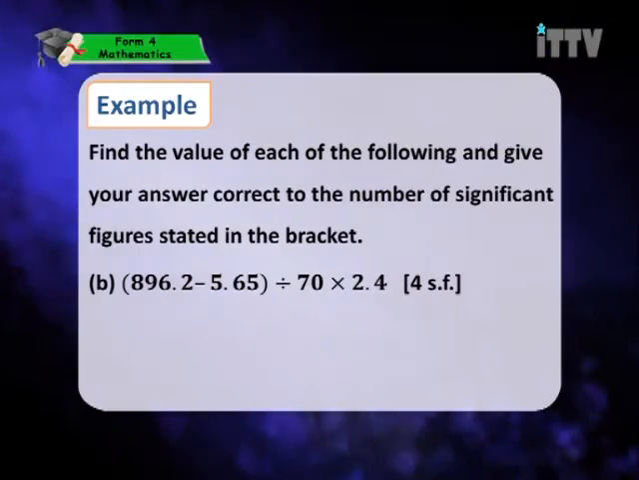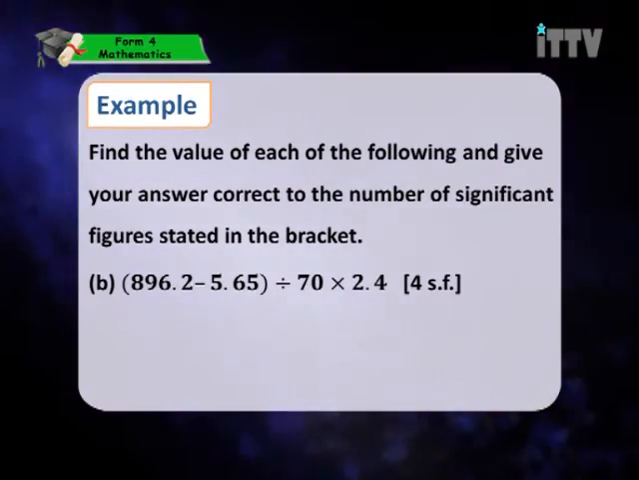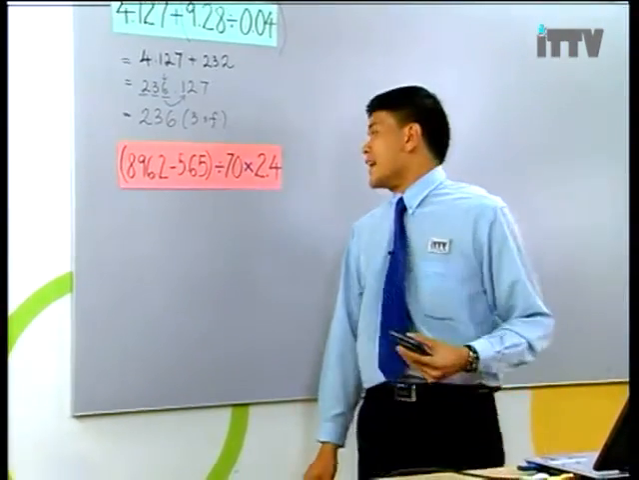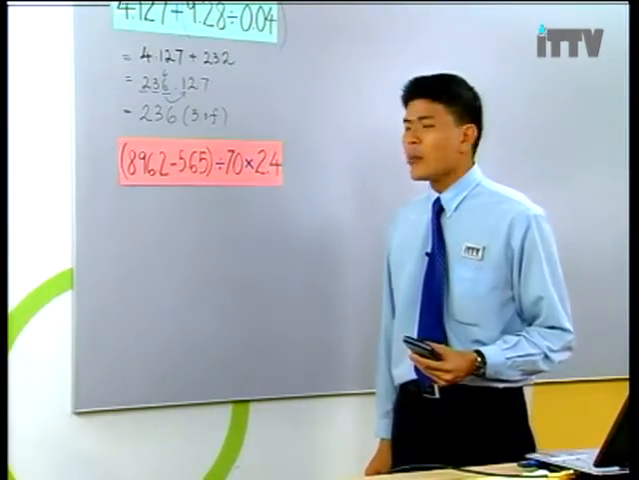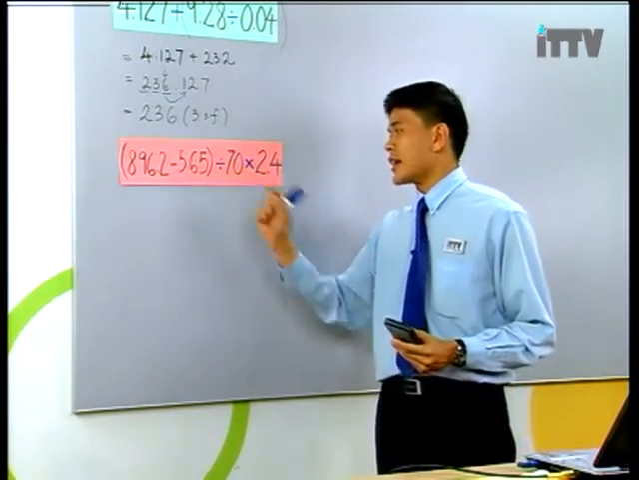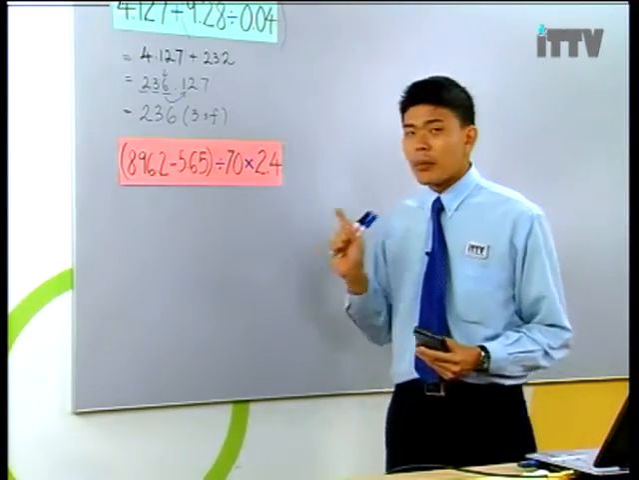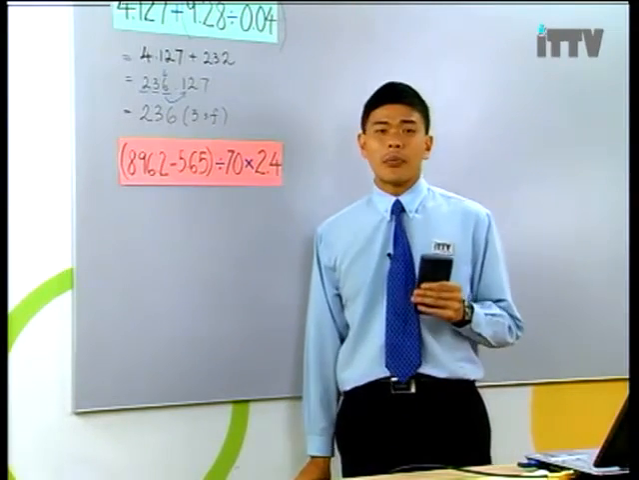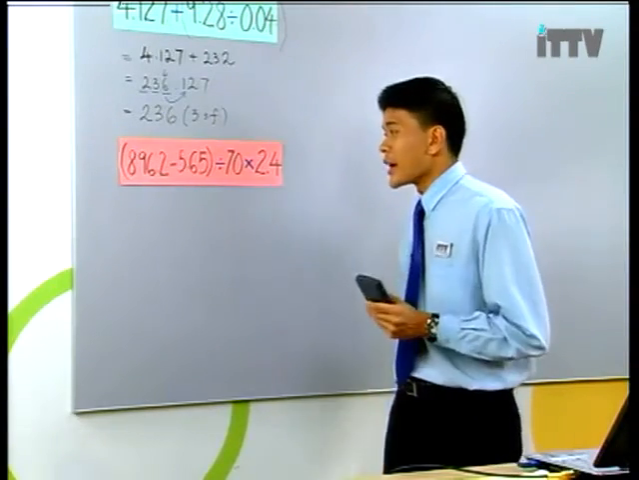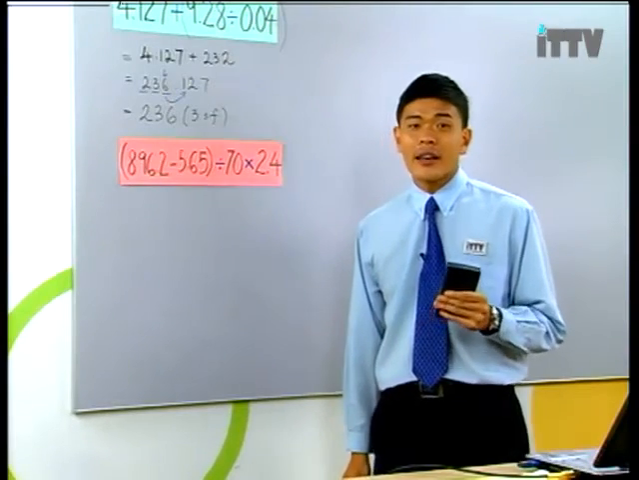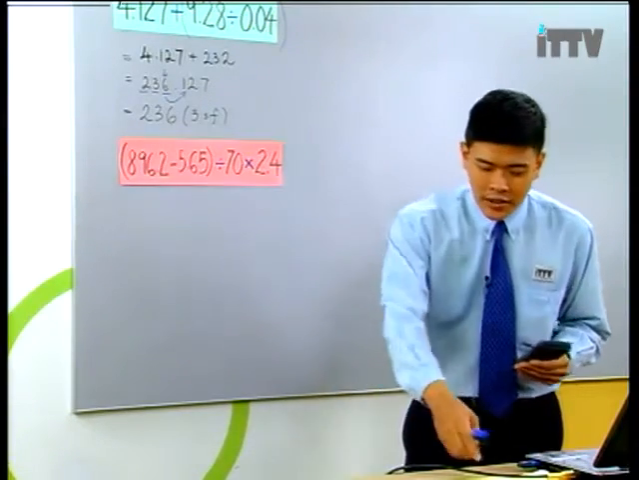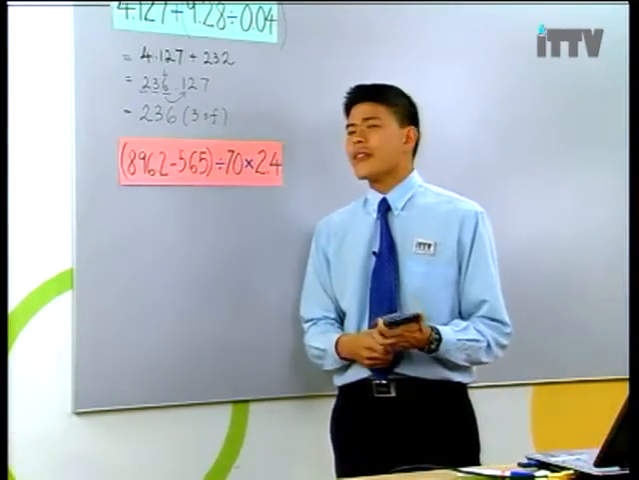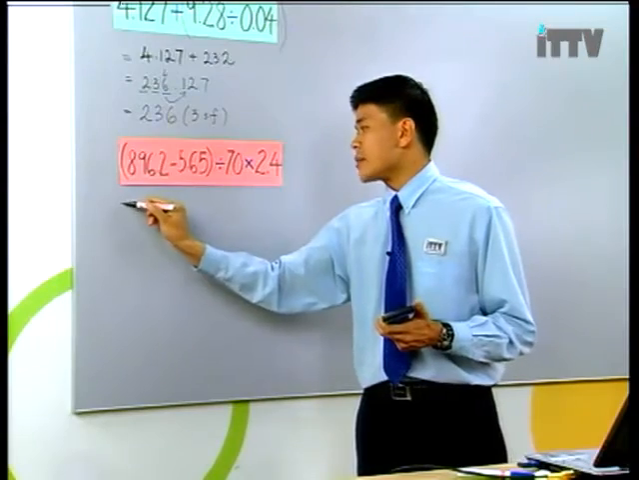Let's work out the solution for example B on the board. As you can see, in this question, how many operators are there? There's a divide, there's a times. But most importantly, the bracket must be done first. Why? Because in the BODMAS system, the bracket is done before any other operations. So use your calculator and get the value of the numbers inside the bracket.